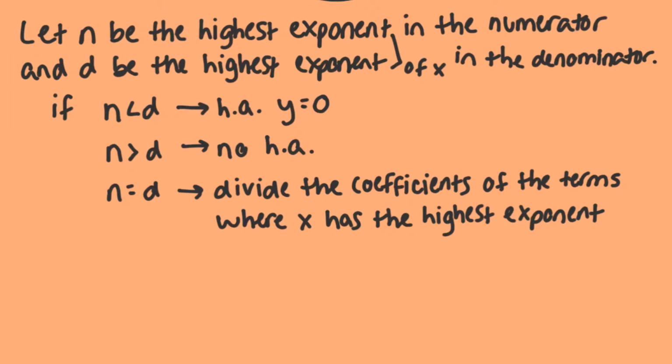If n is the highest exponent of the numerator and d is the highest exponent of the denominator, if n is less than d, the horizontal asymptote's at 0. If n is greater than d, there's no horizontal asymptote, and if they're equal, you divide the coefficients.